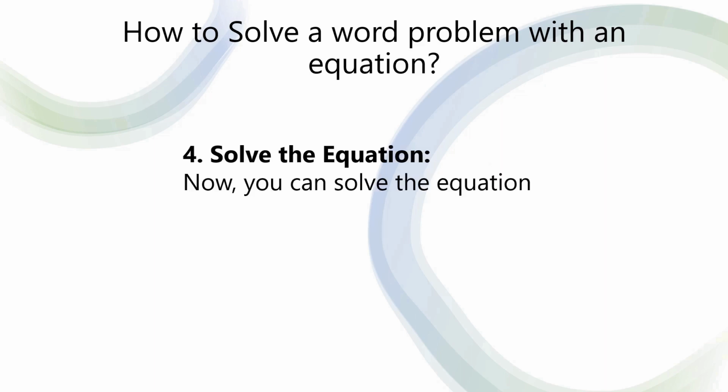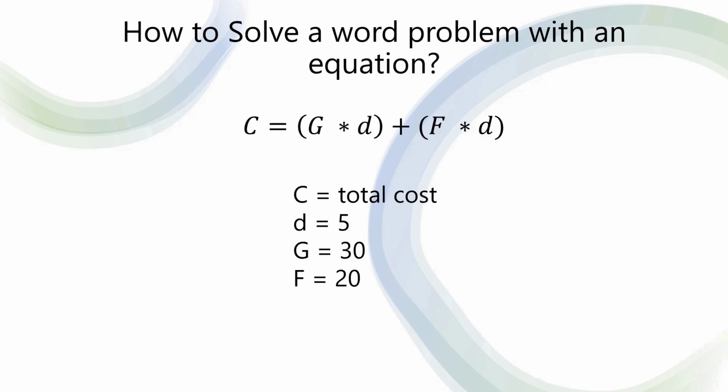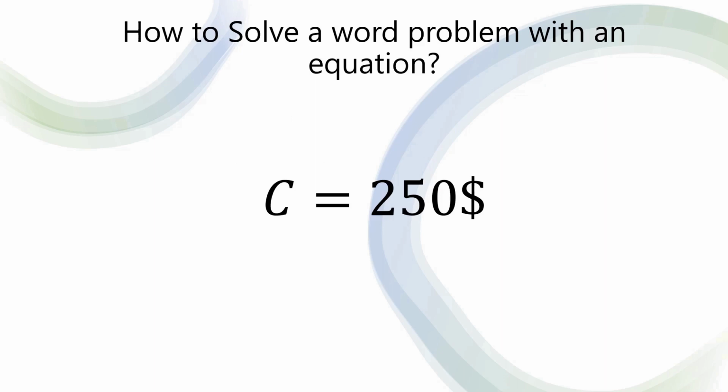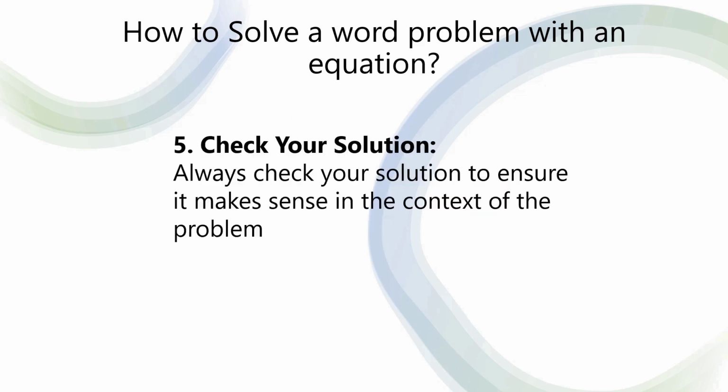Step 4. Solve the equation. Now you can solve the equation to find the total cost C. Suppose you're going on a 5-day trip. You plug 5 in for D. C equals 30 multiplied by 5 plus 20 multiplied by 5. C equals 150 plus 100. C equals $250.